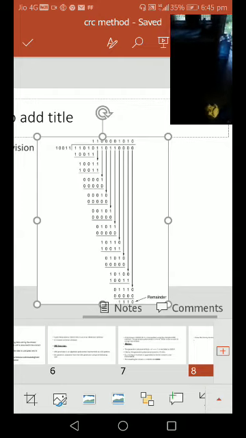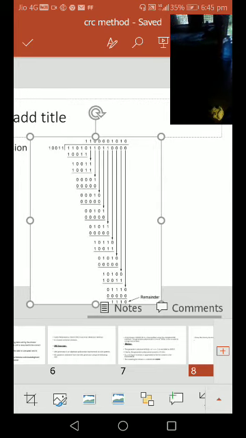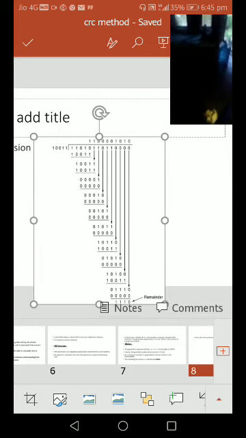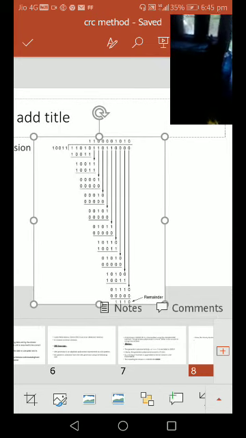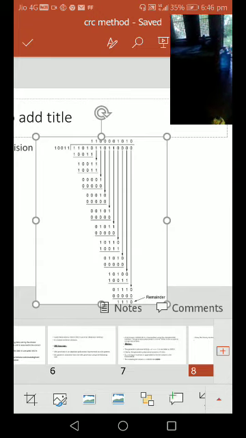The remainder we have to get, the remainder is 1110. The remainder is not 0. Again, what we will do is this data will be added to the original information.